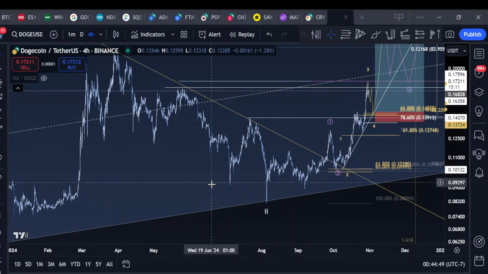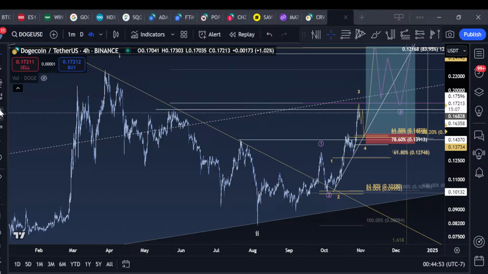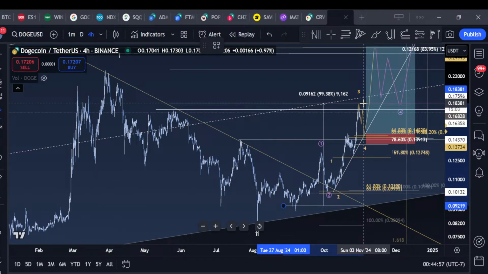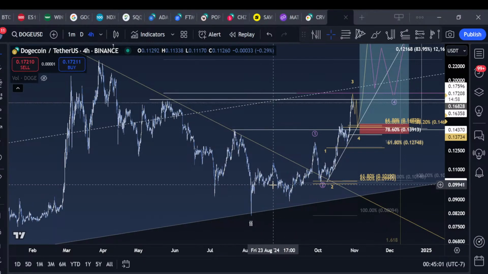I have a beautifully structured long setup with some higher time frame ideas down here on Doge. Why would I sit here and say to myself, I refuse to take this long because I think Bitcoin is only going to go up?